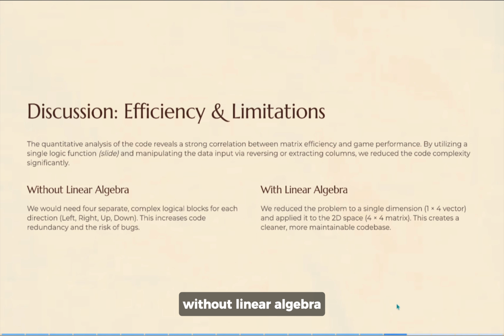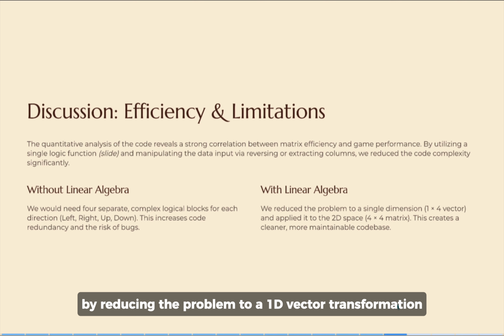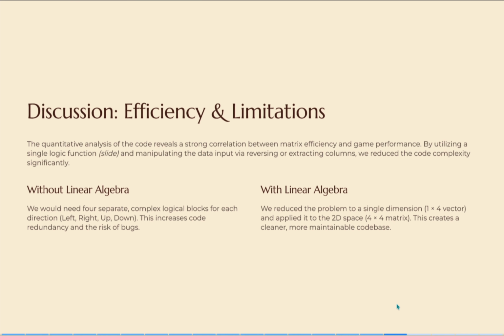Discussion. Without linear algebra, we would need four separate logic blocks for each movement direction. By reducing the problem to a 1D vector transformation, we reuse a single function across all directions. This reduces redundancy and improves maintainability.